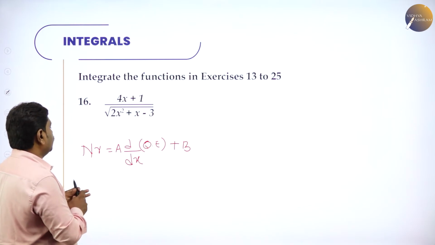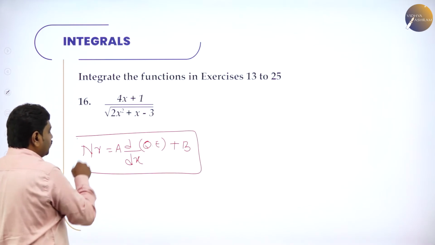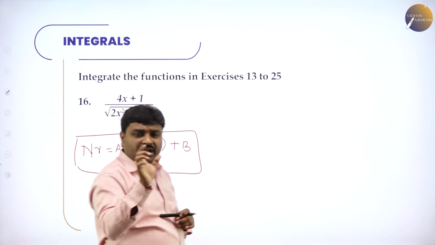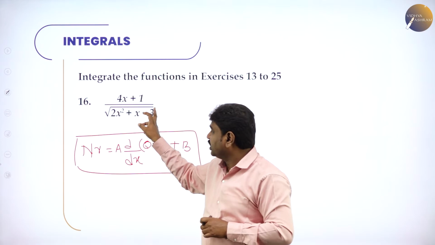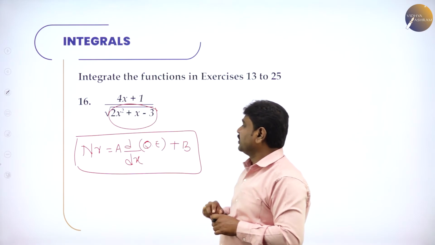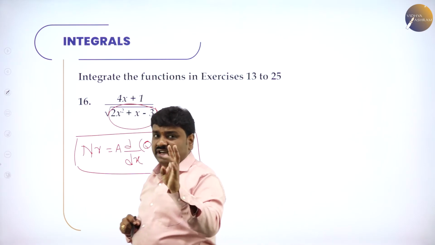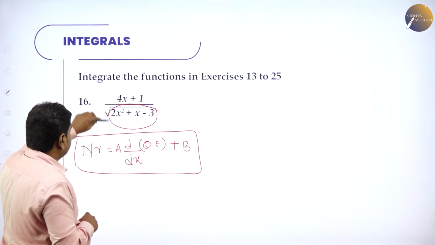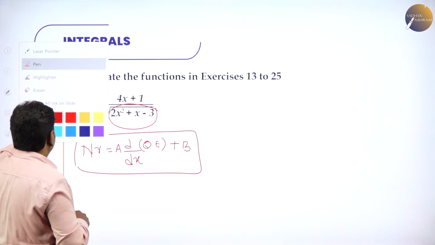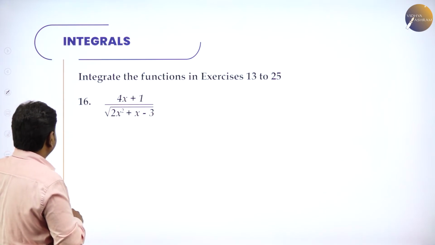So same thing we'll do. Please make a note of this. What is the formula? Numerator is A into the derivative of the quadratic equation in the denominator, means derivative of this, plus b. And then you should find A and b by the method of comparison. Then you have to solve. Whenever you have linear equation by quadratic equation, that is the method. Okay, we'll go ahead with the problem.